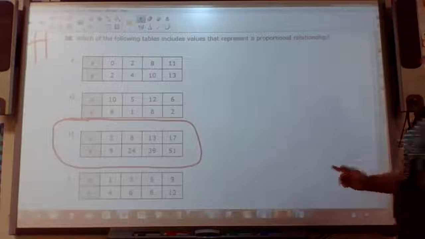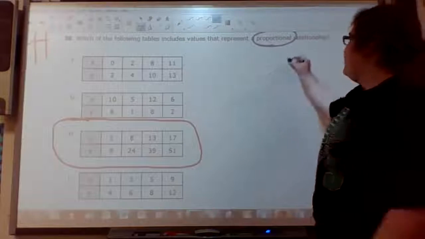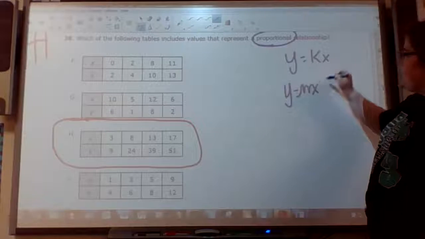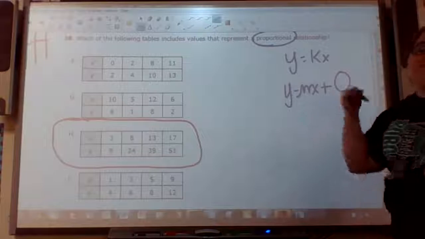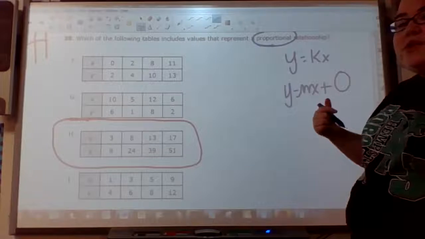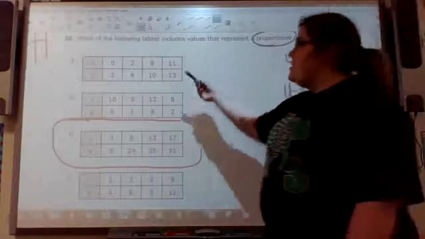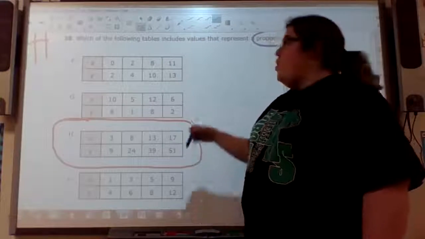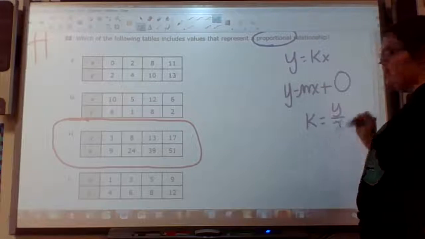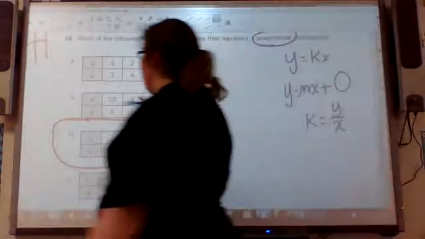Proportional relationships. Remember on our star chart when we went over it, proportional is direct variation. That means y equals kx, or y equals mx plus 0. That means b is 0. There is no b, so I'm not having a y-intercept. Whatever I multiply by, I'm going to multiply all the time. So I can go through every single one of these and find my slope, or I can just take my k, which is y divided by x, and that would be what I'm multiplying everything by. So I'm just going to do that.